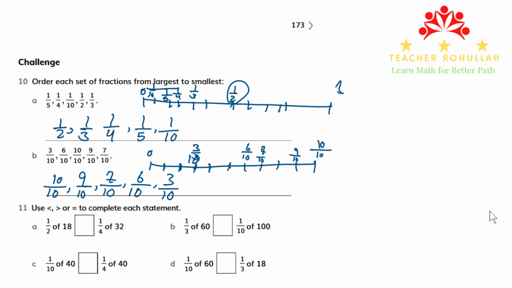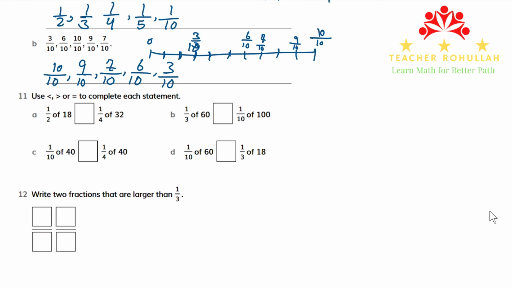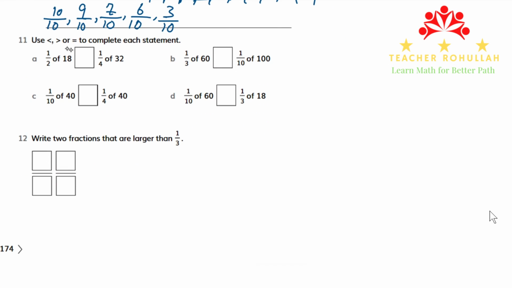Well, we are done with question 10. Let me scroll down to go to question 11. In question 11, it says, use the inequality signs and also the equal sign to complete each statement. Now here, part A says 1/2 of 18 is smaller or bigger than 1/4 of 32.